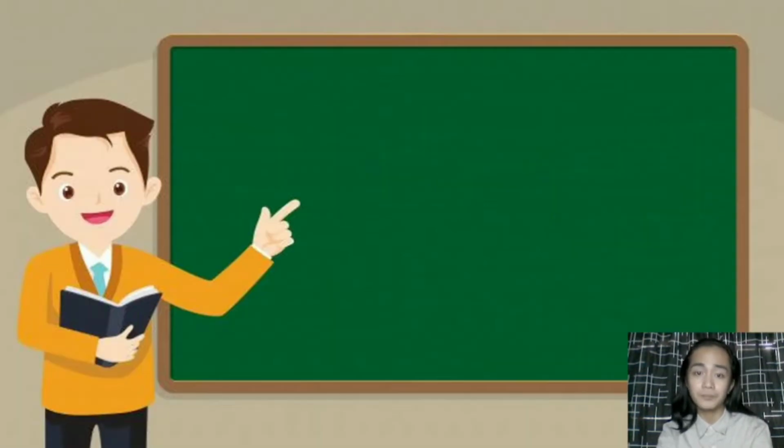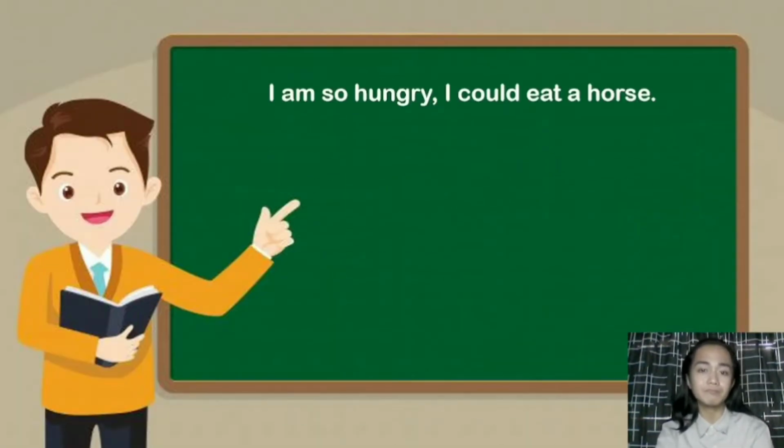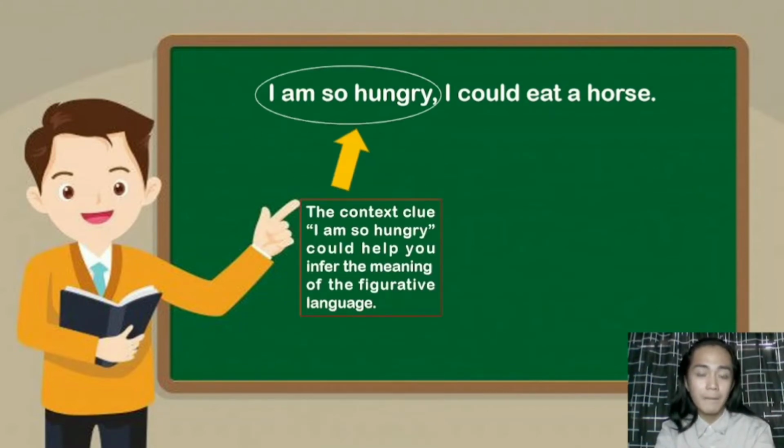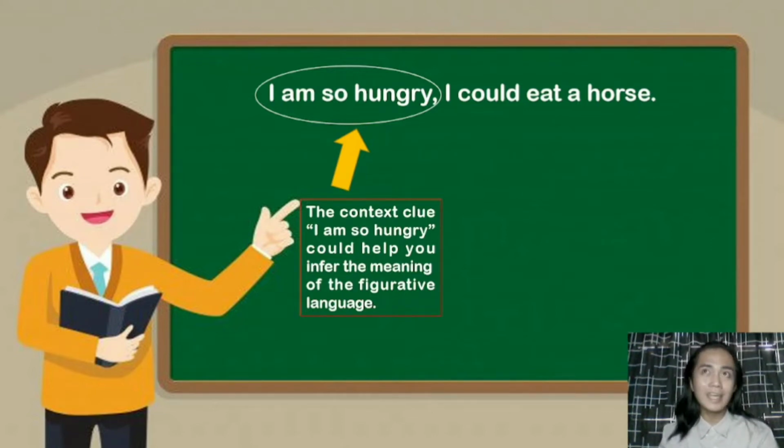I am so hungry. Look at this one. Okay? I am so hungry is the context clue. Okay, I am so hungry could help you infer the meaning of the figurative language. Okay? So, yung I am so hungry, siya yung tumutulong sa'yo na mas maintindihan kung ano ba yung gustong ipabatid ng sentence. Okay? Na I am so hungry, it means gutom na gutom ako.